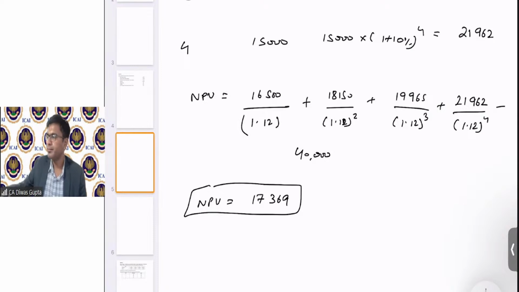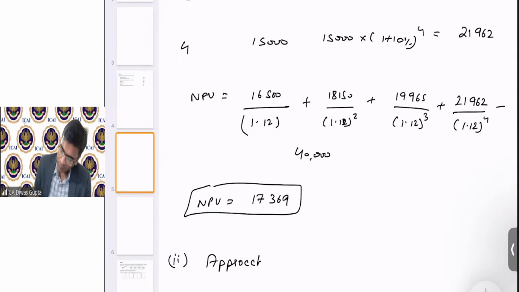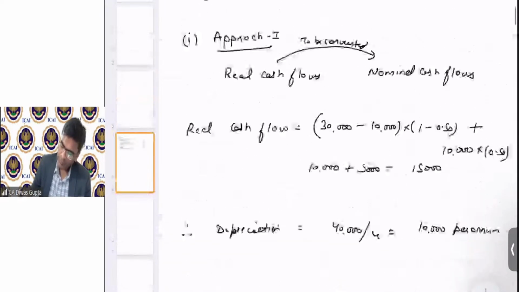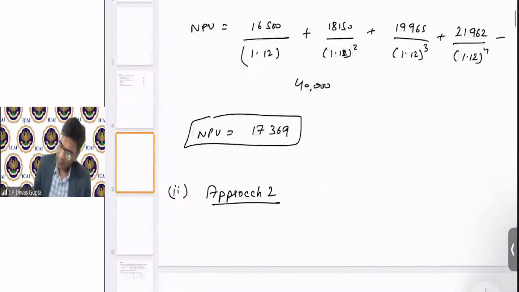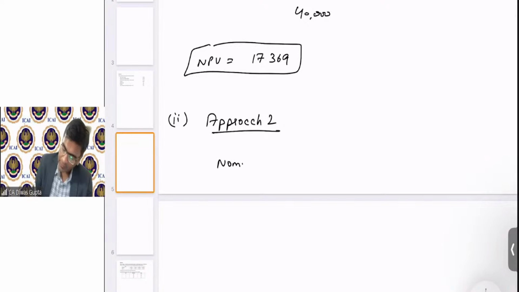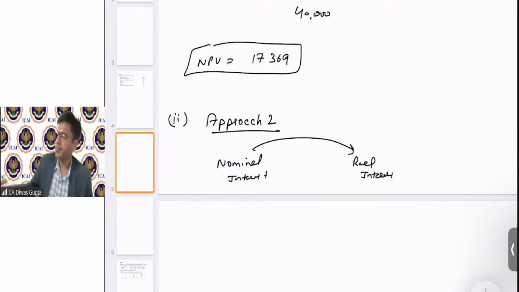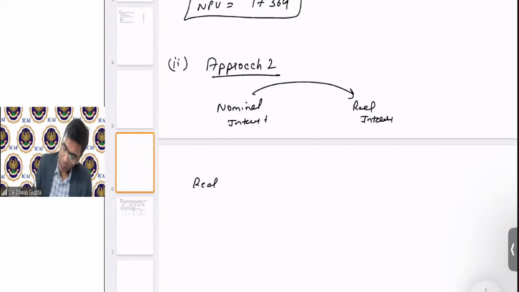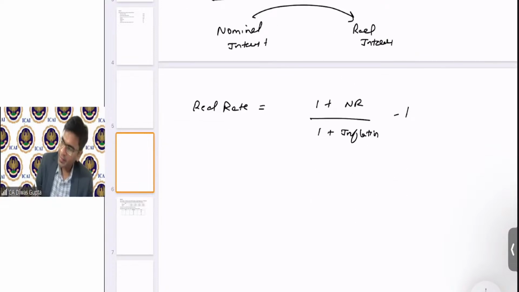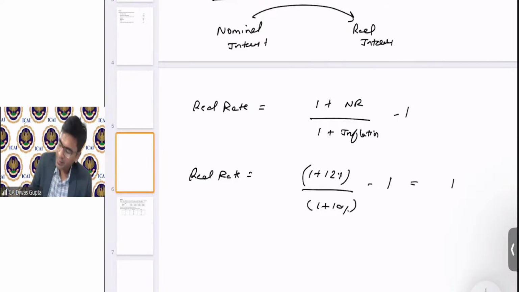Okay, students. Then approach 2, we are saying that we will convert the nominal interest to real interest. So the real rate will be 1 plus nominal rate divided by 1 plus inflation, minus 1. So the real rate will be 1 plus 12% divided by 1 plus 10% minus 1. So this becomes 1.8%.